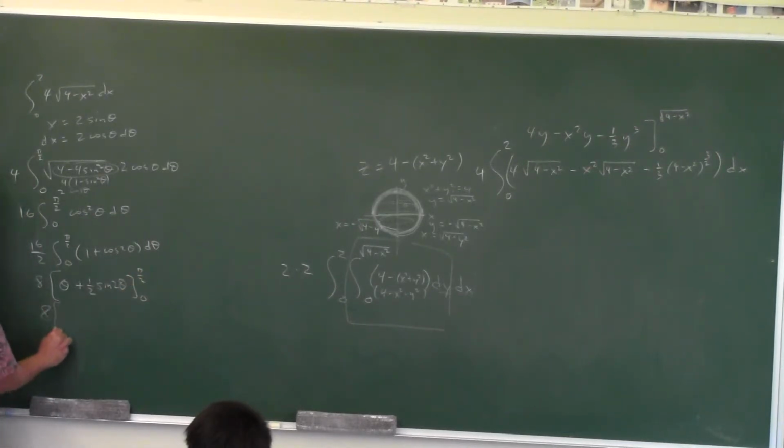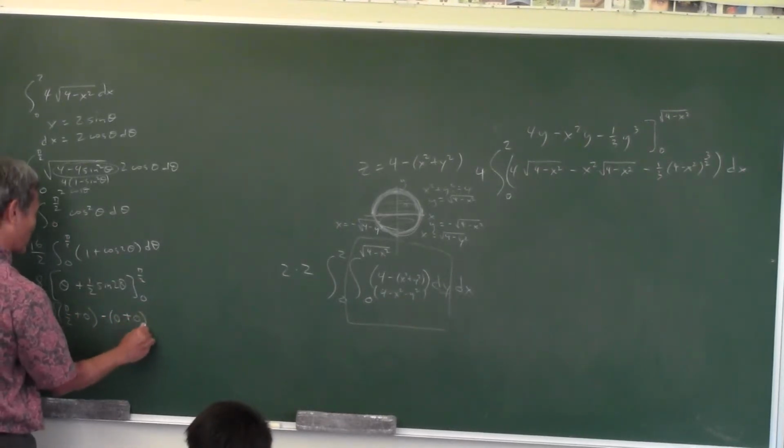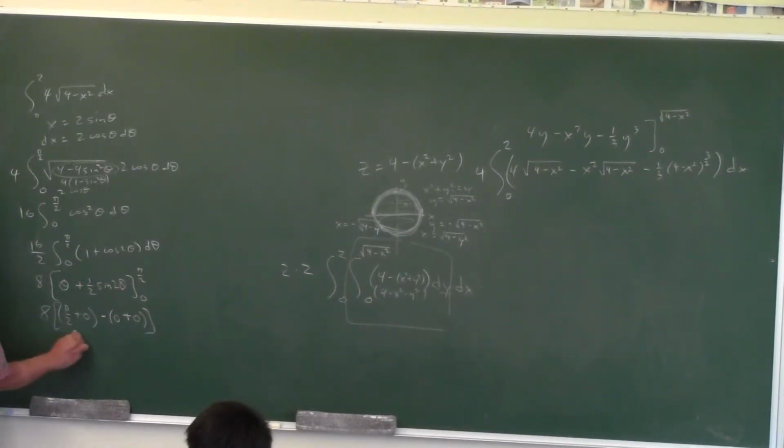Plug in the top number: pi over 2 plus 0 minus 0 plus 0. So that's 4 pi. Okay, so the first one is 4 pi.